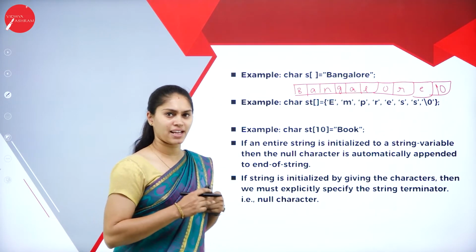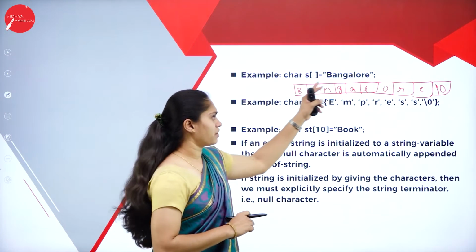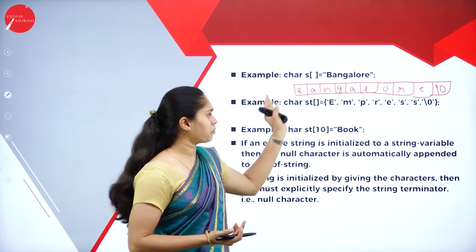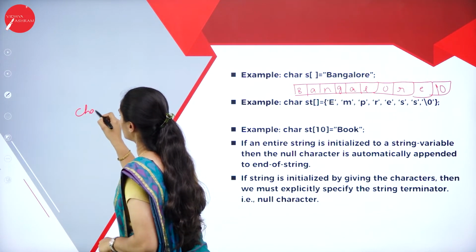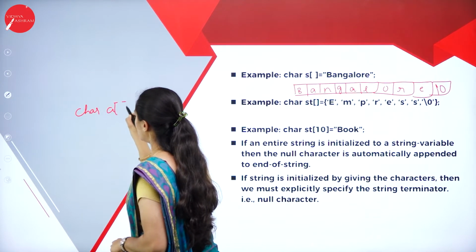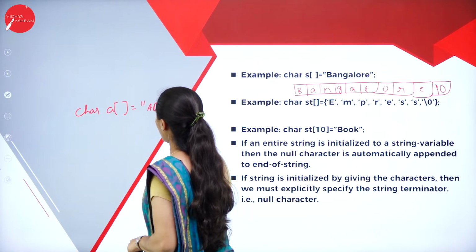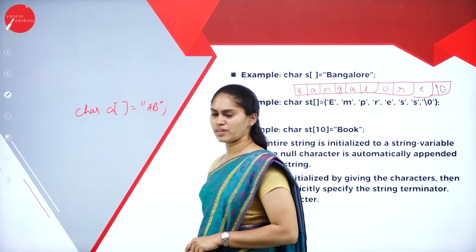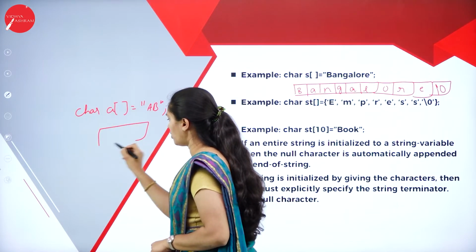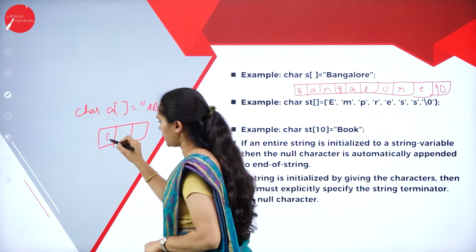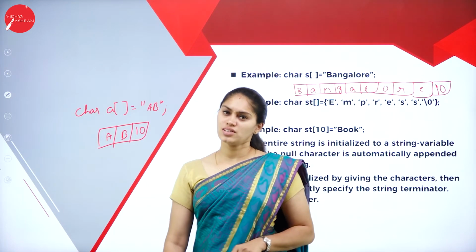Explicitly, we can represent a size. If I am not giving a size, then memory allocation will happen according to the characters we have. For example, char a[] is equal to "AB". What is the size of this one? I am not specifying the size, but I have only 2 characters, so by default it will allocate 3 bytes of memory: one for A, one for B, and another one for \0.